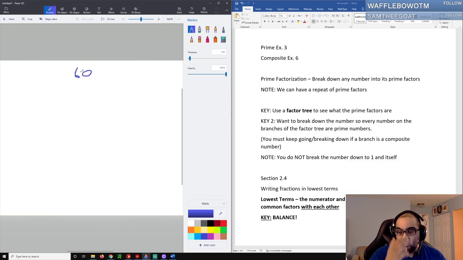Let's go with 60. We'll do another example here. Again, let's break this down into two numbers. You can pick any two numbers you want, by the way, as long as they multiply to 60. So what two numbers multiplied together equal 60?